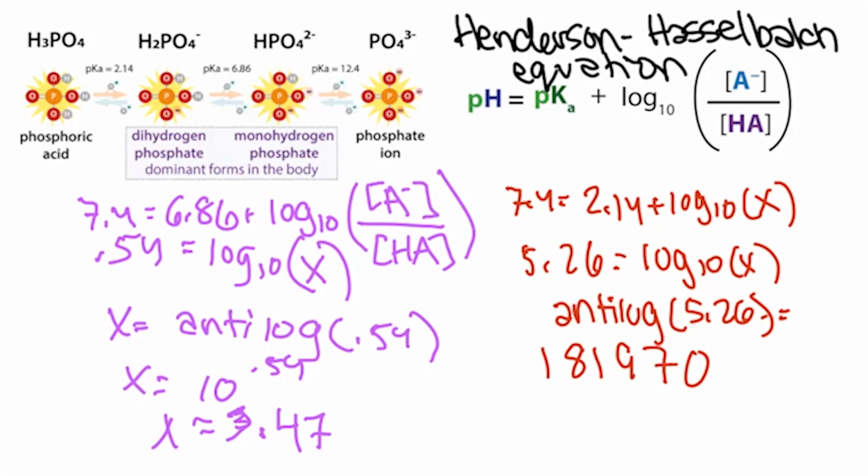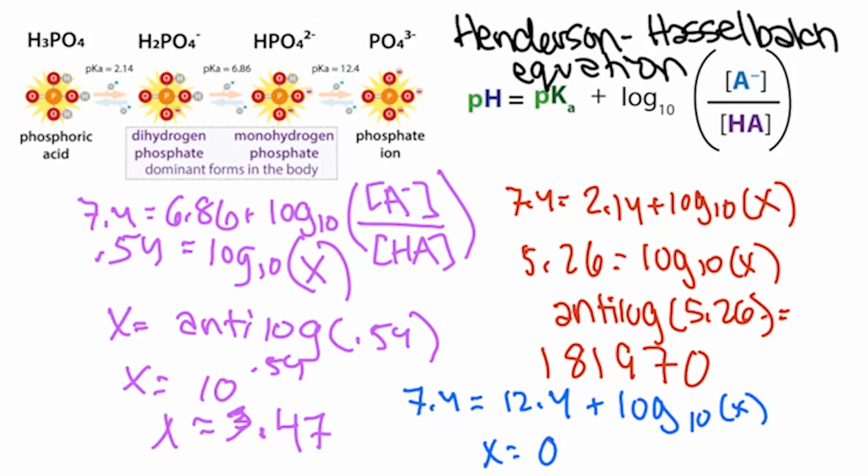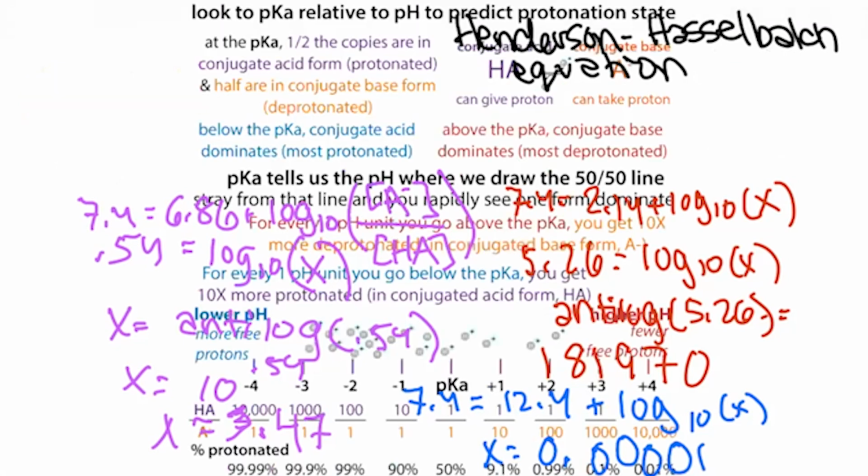And so this fourth case, we're talking about the monohydrogen phosphate deprotonating. Now in this case, we start with that same pH, but here we're going to have 12.4. And again, we're going to have the log 10 of x. When we do the math, same as before, we're going to do 7.4 minus 12.4, about -5. And if we take 10 to the -5, we're going to get 0.00001.